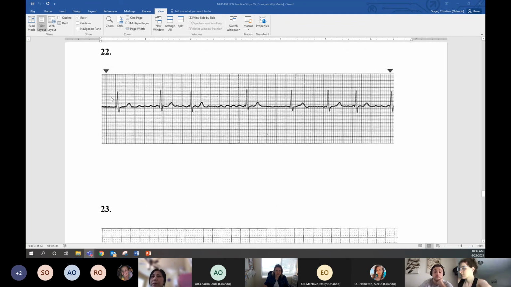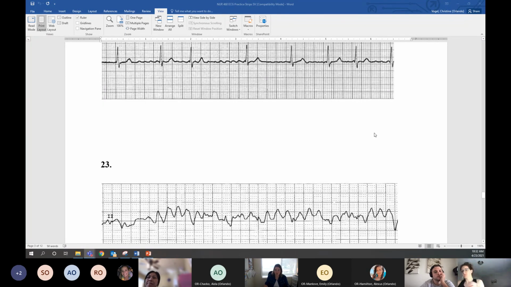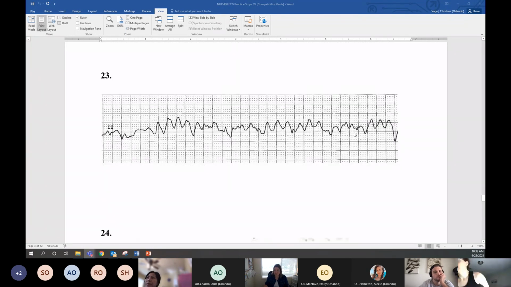Usually atrial fibrillation kind of creeps up and gets a little faster because the heart gets really excited with all these impulses. So just to let you know, sometimes it's with a controlled ventricular response, but if it's over 100, it's a rapid ventricular response.